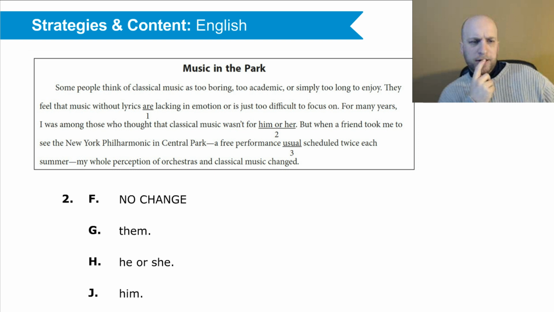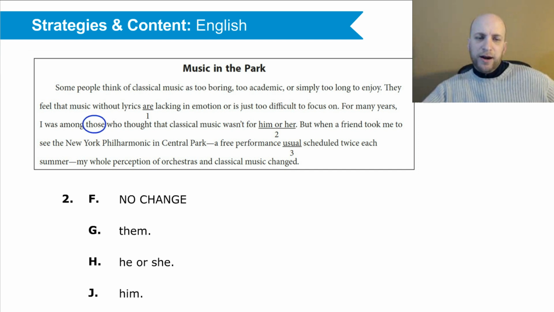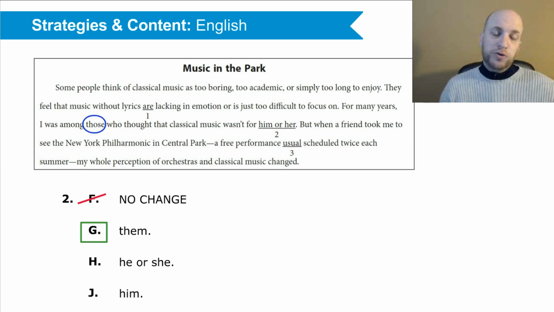Well, let's look. For many years. Oh, I was among those. That's it right there. Perfect. So, if it's those, well, gosh, that's plural, right? I need to find a plural match. And as I'm taking a look at my choices, oh my gosh, I only see one that's plural here. I'll knock out choice F because that does not work. Choose choice G and move on. Boom.